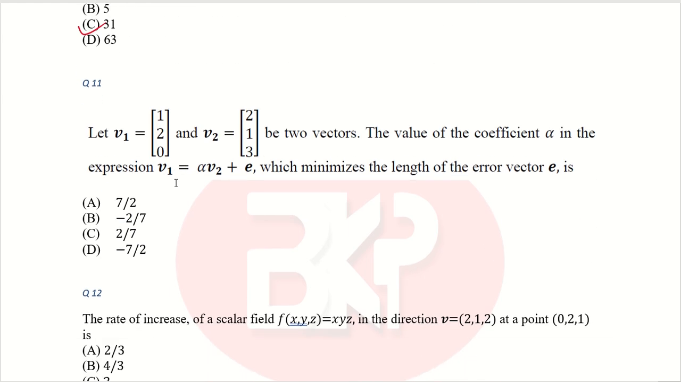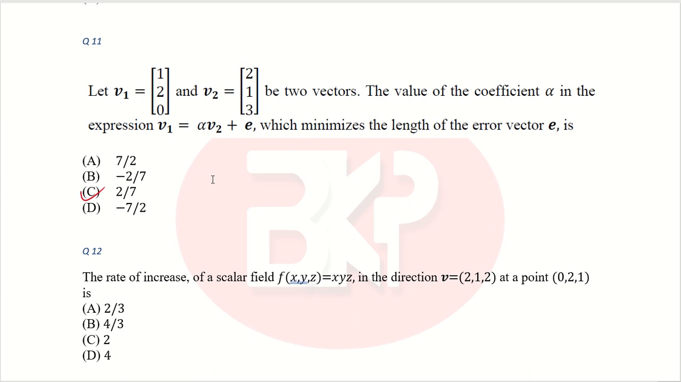Then question number 11, that is a very good question. This is again going to give you C, 2 by 7. So quickly you can match your answers. If you have question number 11, the option is C. All right.